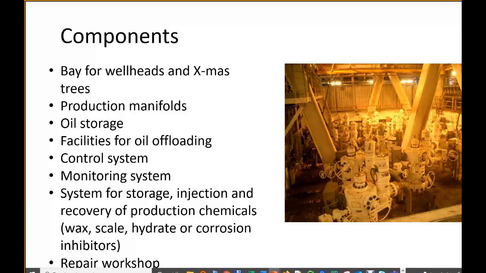Okay, when you have access, you can actually have a person come and stand here next to the Christmas tree. Okay, and that's the bay, that is the housing or the area where you have all the Christmas trees of all the wells. And on top of that, usually you have another floor where you have the light intervention. Either you have the drilling package, the drilling tower, or you have the light intervention facilities on top of this.